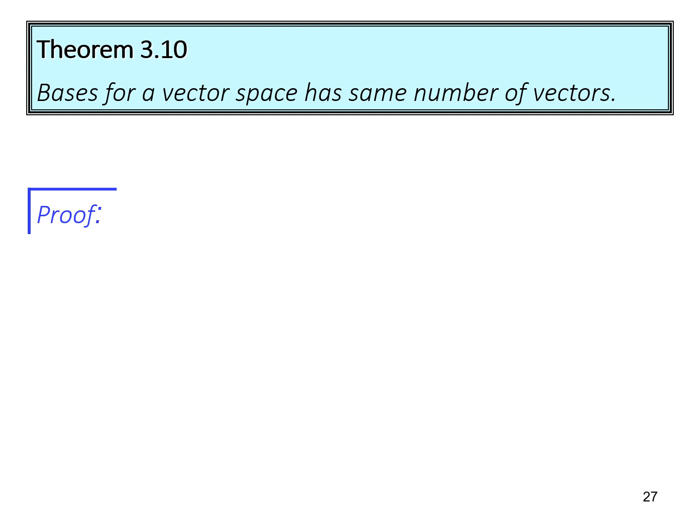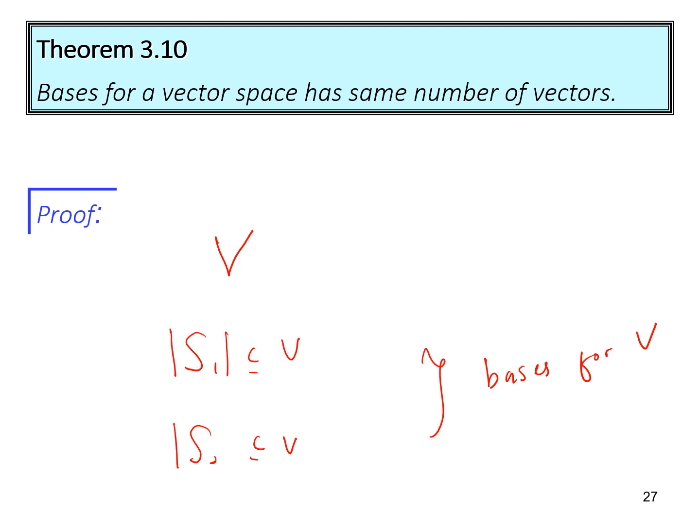Next theorem: we have a vector space V, and we know that a basis for V is not unique. Let's say we have S1 and S2, both are bases for V. This theorem says that the cardinality of every basis is equal. The cardinality of a set which forms a basis for V is equal. So if S1 has n elements, then S2 also has n elements.